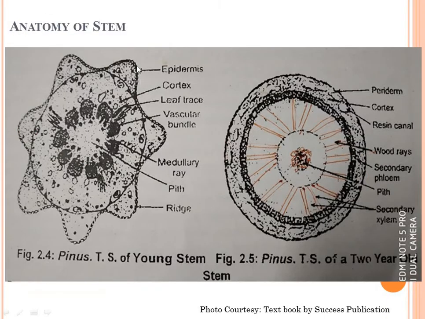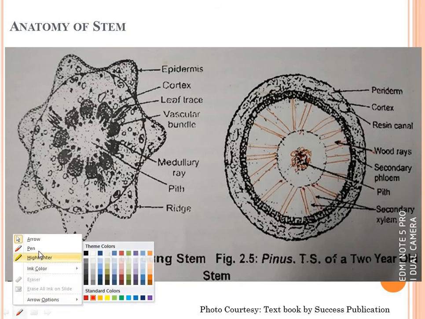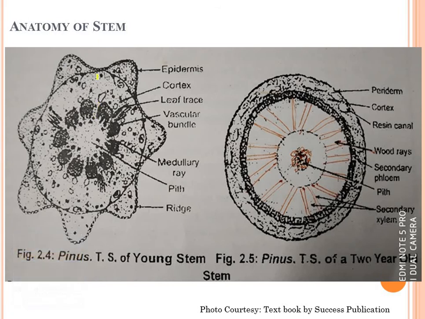Then see the next diagram, anatomy of stem. See, TS of young stem means transverse section of young stem, and TS of 2-year-old stem. First of all, we are going to study the TS of young stem, the transverse section of young stem.